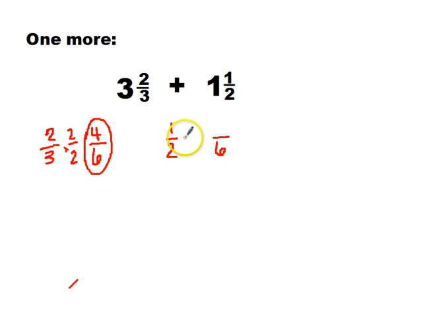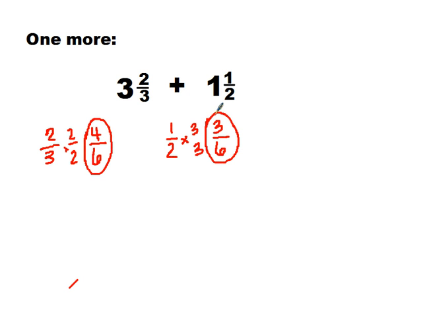Now some of you are going, come on now, half of 6 is 3. And you'd be right. But I'm going to go through the trouble anyway. Do it to the bottom, do it to the top. 1 times 3 is 3. And yes, you are right, 3/6 is another way of expressing 1/2.